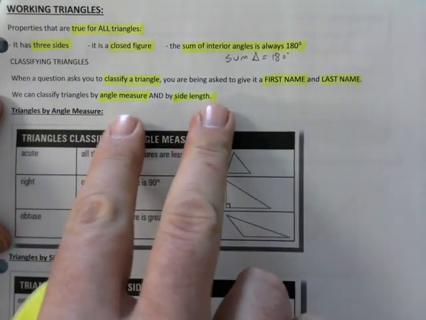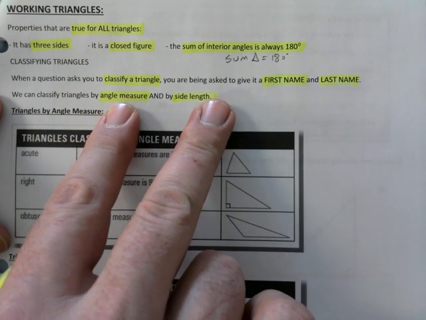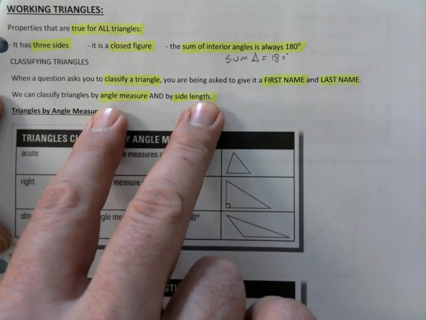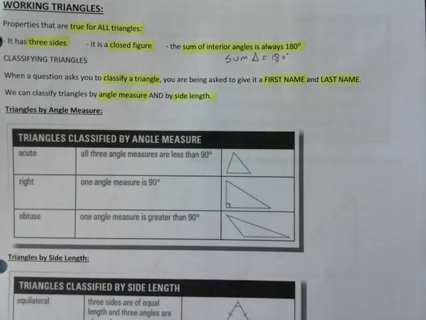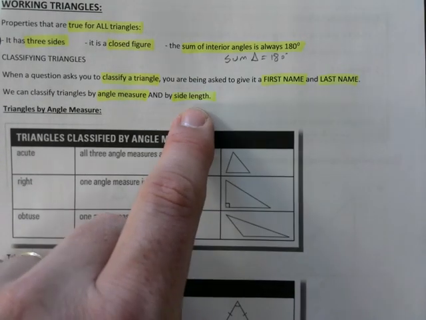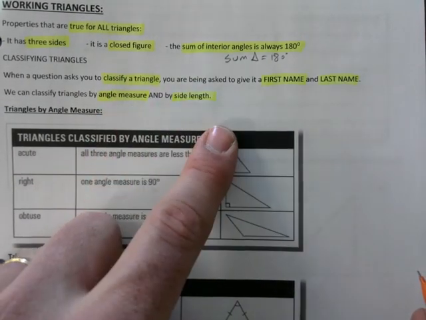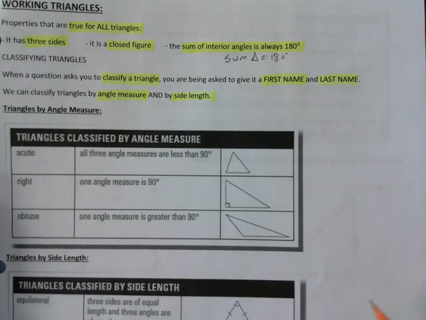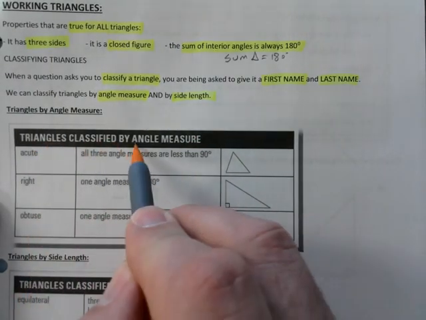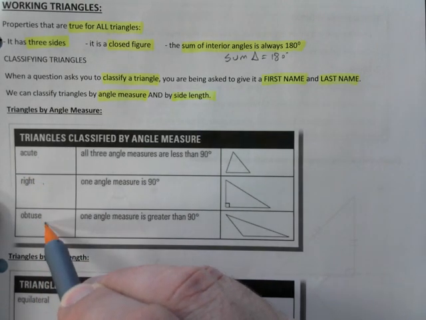And I will tell you something, there's a connection between the two, right? Those two are connected, and you'll see that. Sometimes I don't need the side lengths to figure out what it is called based on the side lengths, as long as I have the angles, and vice versa, right? So watch this. If you go by angle measure, there's 3 options: acute, right, obtuse.